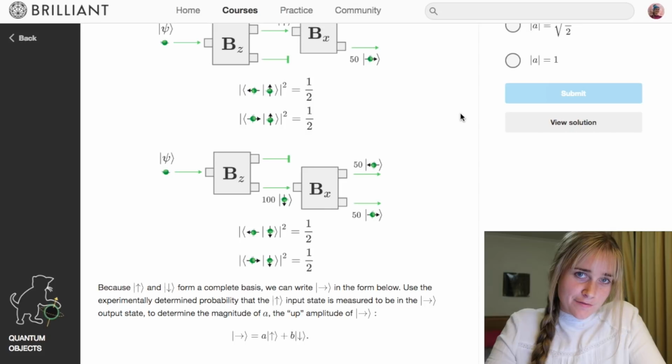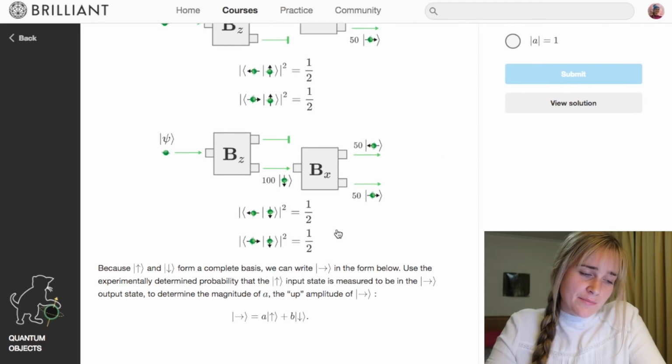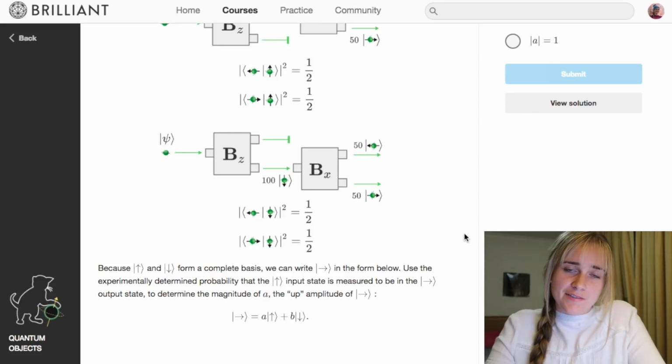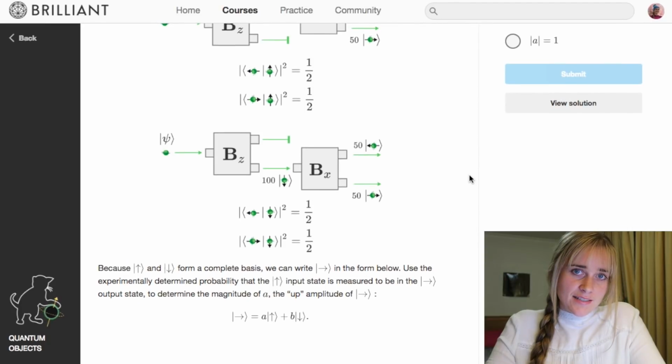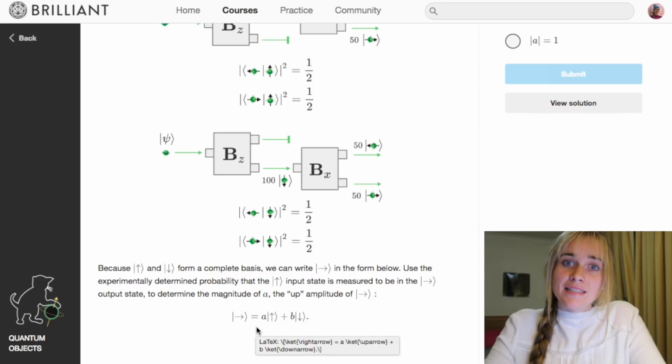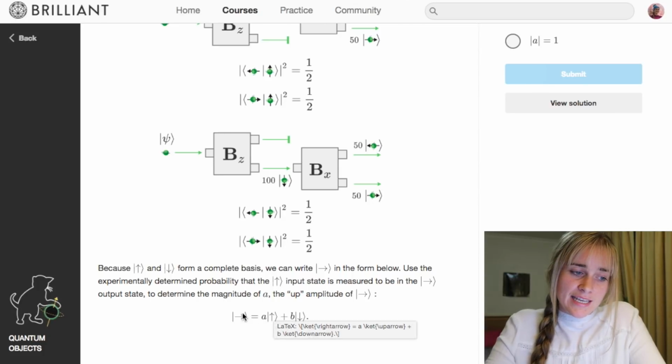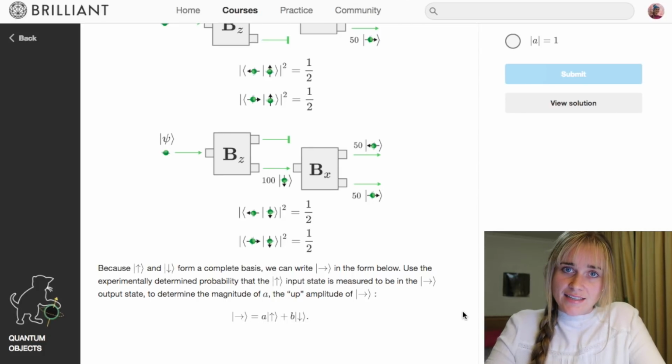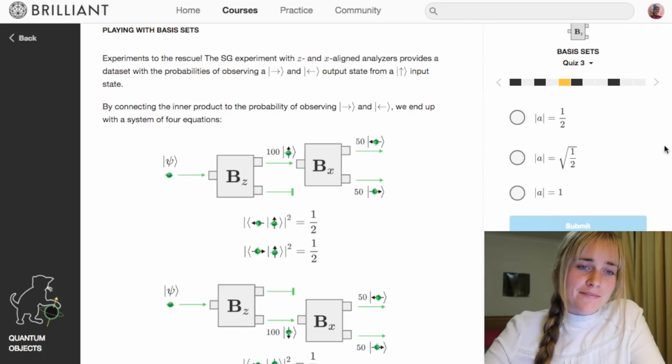It's actually a system of 4 equations, because we also have the similar experiment of being measured spin down and then being measured either spin left or spin right. We're being asked to determine the magnitude of A, which is how much spin up there is, the probability amplitude of up in this spin right state. Alright, so have a little think about it. We do have 3 options here on the Brilliant quiz: that A is a half, square root of a half, or 1.